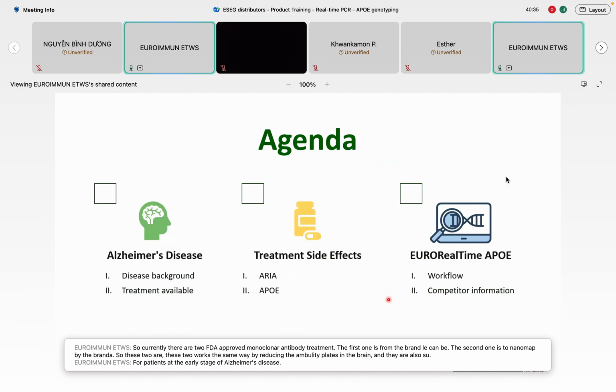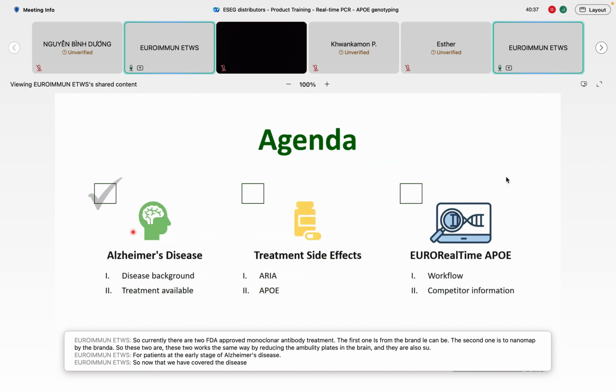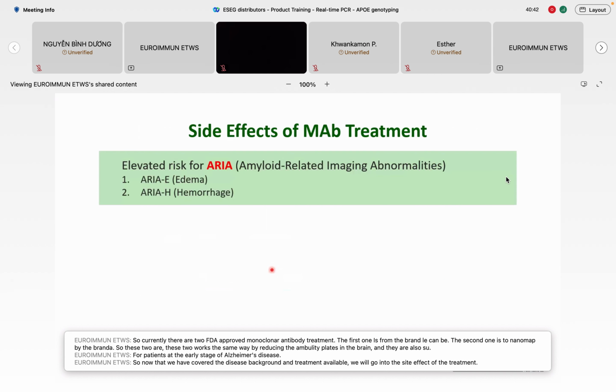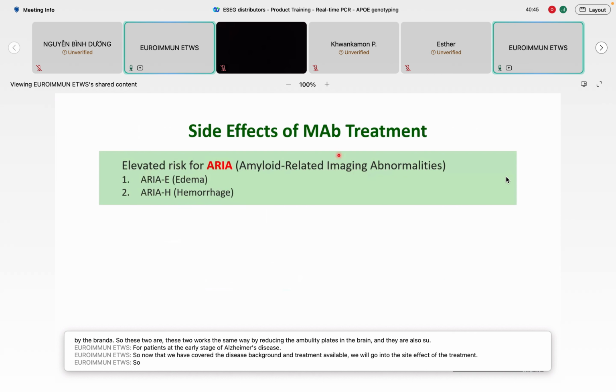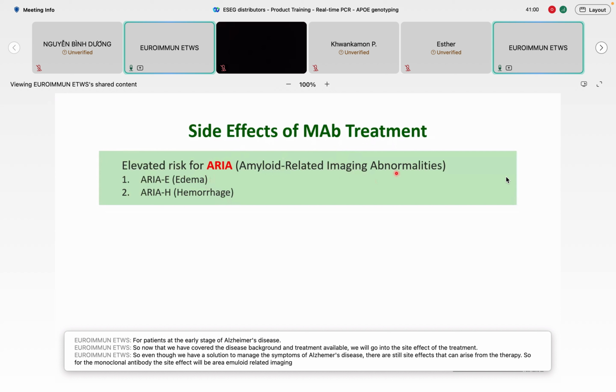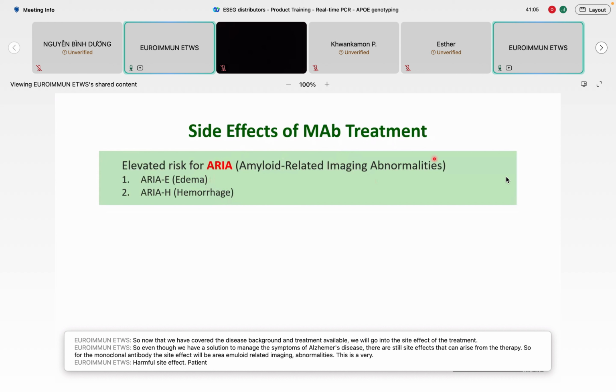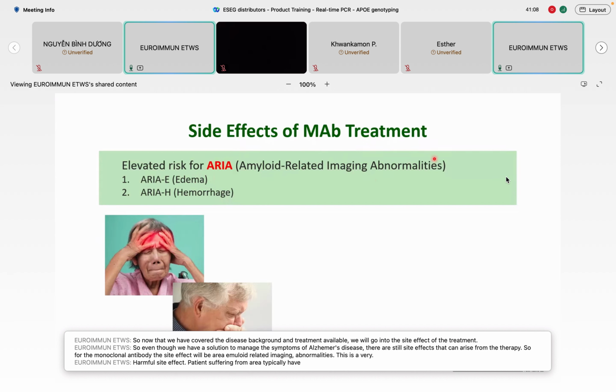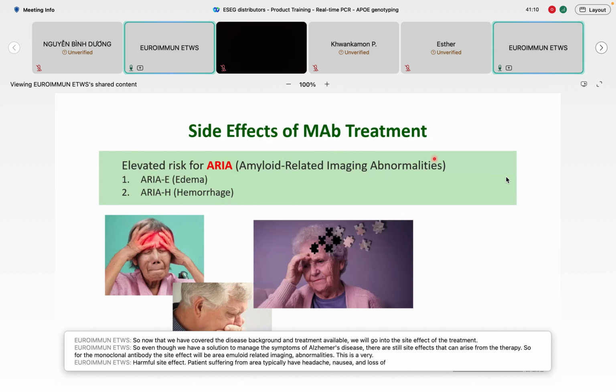Okay, so now that we have covered the disease background and treatment available, we will go into the side effect of the treatment. Even though we have a solution to manage the symptoms of Alzheimer's disease, there are still side effects that can arise from the therapy. For the monoclonal antibody, the side effect will be ARIA, amyloid-related imaging abnormalities. This is a very harmful side effect. Patients suffering from ARIA typically have headache, nausea, and loss of consciousness.